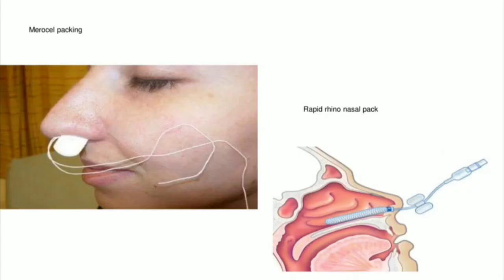The first picture demonstrates anterior nasal packing done using Merocel. The next picture demonstrates posterior nasal packing using the Rapid Rhino pack. It is an inflatable balloon coated with carboxymethyl cellulose. It is submerged in sterile water for 30 seconds and then inserted till the indicator is well past the nares. The balloon is then inflated with a 20 cc syringe.